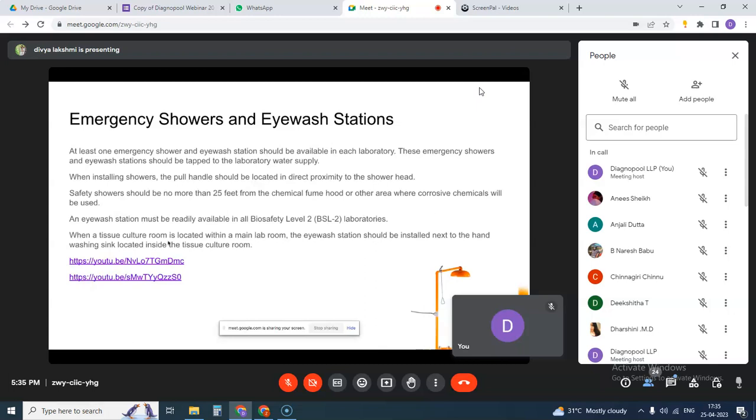When the tissue culture room is located within the main lab, the eye wash station should be installed immediately next to the hand washing sink in the tissue culture room, because if there is any exposure to chemicals or any kind of particles, you should run immediately, within a few seconds, to wash your eyes or to take the shower.